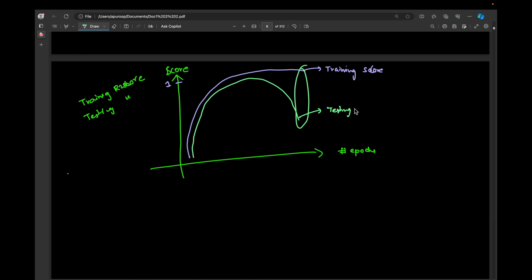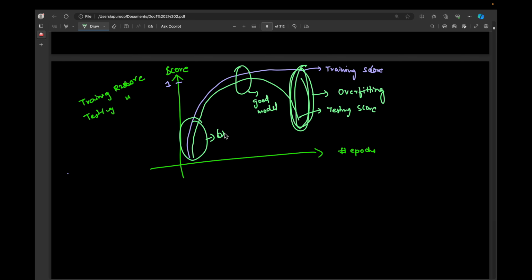Then we say this condition, that is this portion, we can say it is overfitting. Why is that? Because our training score is really high in this case, whereas our testing score is less. And similarly, here we say our model is a good model. Okay. And over here, we say that it is underfitting. Like that, we can understand the concept of overfitting and underfitting with respect to either R2 score or even with respect to the loss.